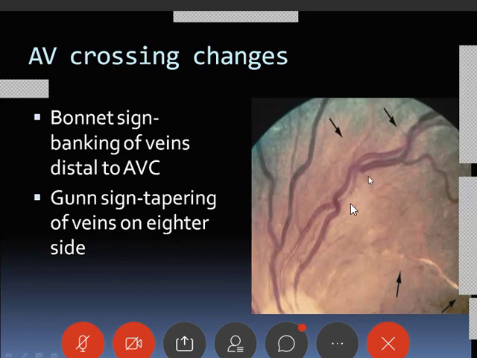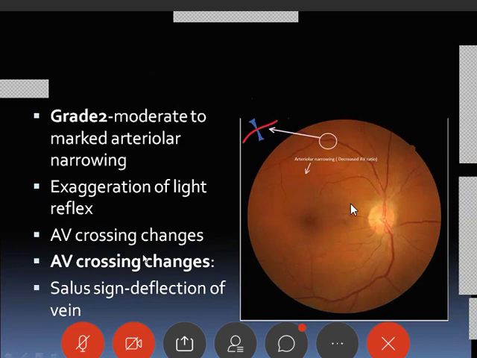Tapering of the vein. So how it appears is like there will be apparent discontinuity of the vein, as if the vein is cut, on either side of or behind the artery. So that is known as gun sign, which is nothing but tapering of the veins on either side of the AV crossing.